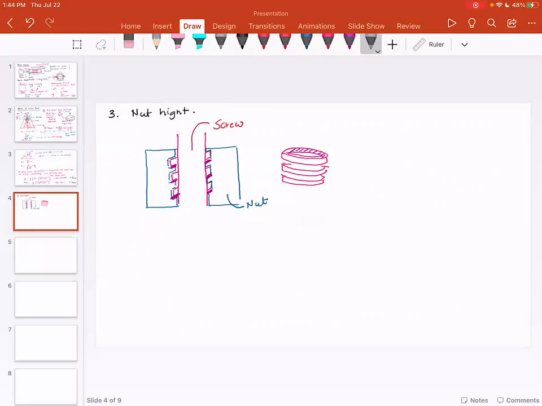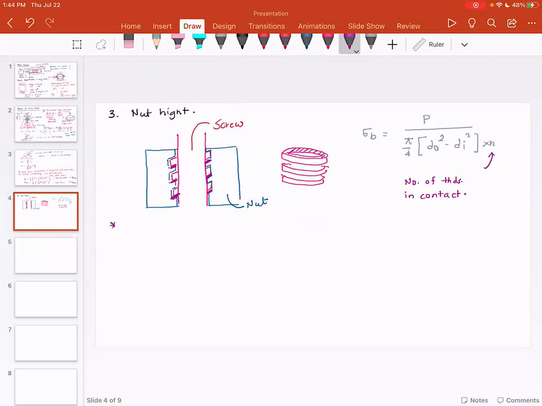So sigma B is equal to P, which is the load that is acting, divided by pi by 4 times (D outside squared minus D inside squared), multiplied by N, where N is the number of threads in contact.